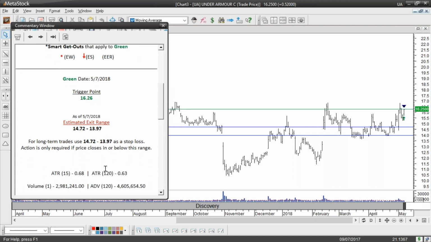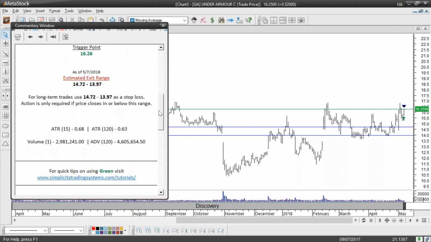What we have here is we give you the 15-day average true range and the 120-day average true range. So you can tell on average if price is having a good trading day or a bad trading day. We also give you the 1-day volume along with the 120 days, which is roughly 6 months of trading.